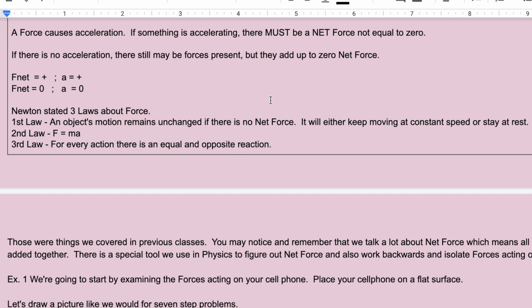So we also write force net. If the net force is positive, acceleration is going to be positive. If the force net is negative, the acceleration would be negative. If the net force equals zero, then the acceleration is going to be zero.